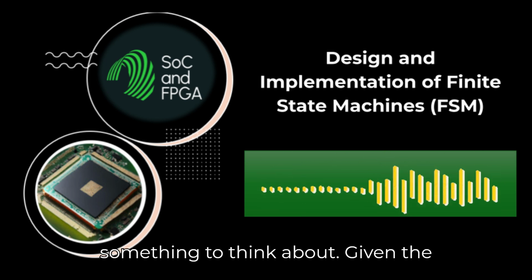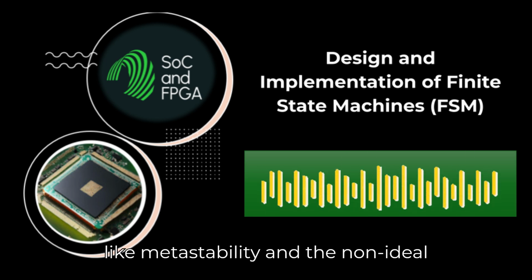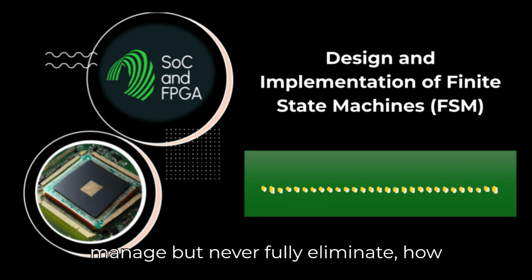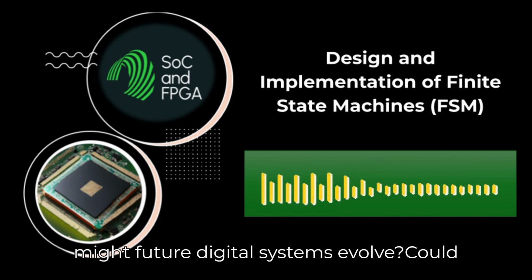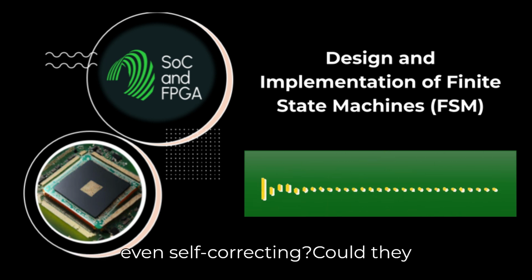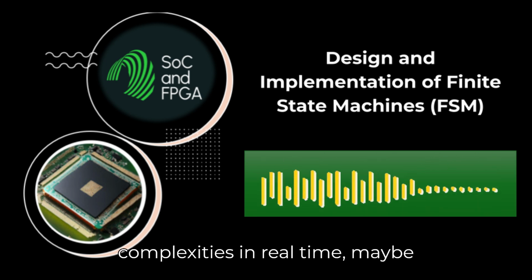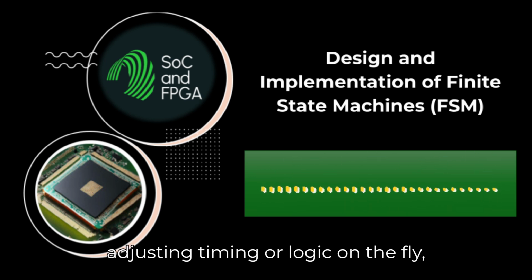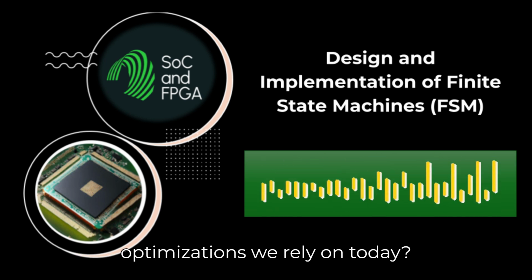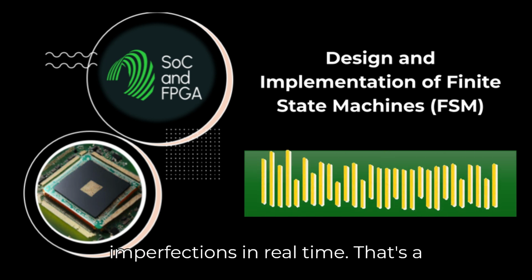So here's something to think about. Given the inherent probabilistic nature of things like metastability and the non-ideal behavior of physical circuits that we can manage but never fully eliminate, how might future digital systems evolve? Could they perhaps become even more adaptive or even self-correcting? Could they dynamically manage some of these complexities in real time, maybe adjusting timing or logic on the fly, moving beyond just the static design time optimizations we rely on today? Systems that adapt to their own imperfections in real time.